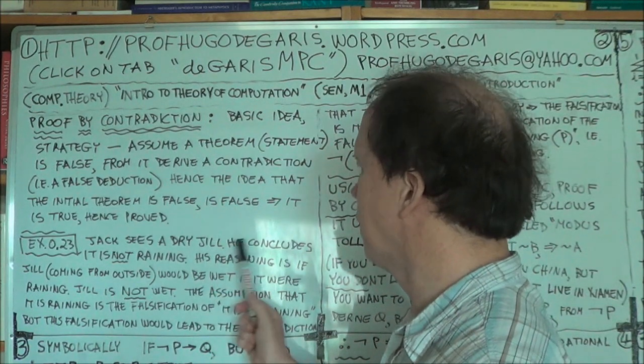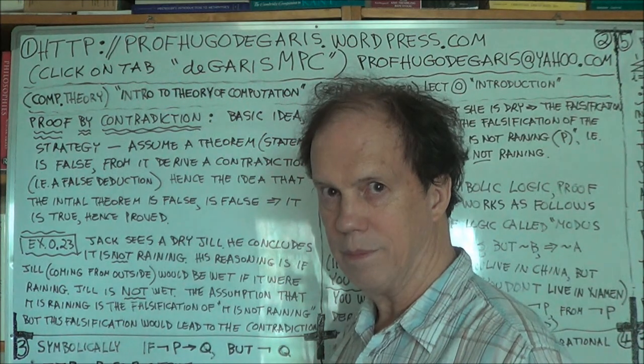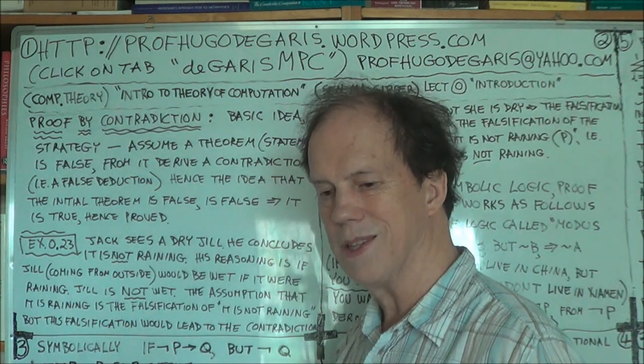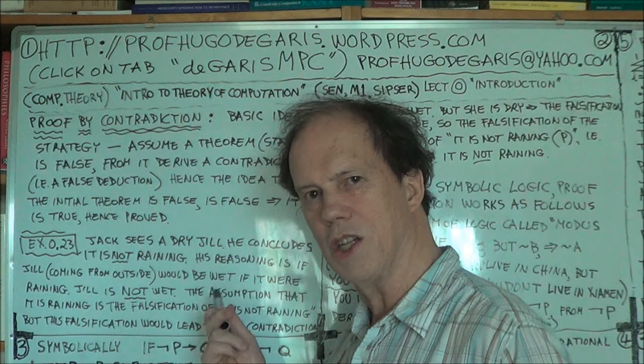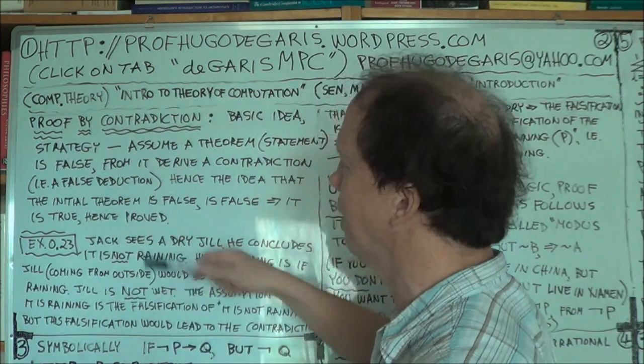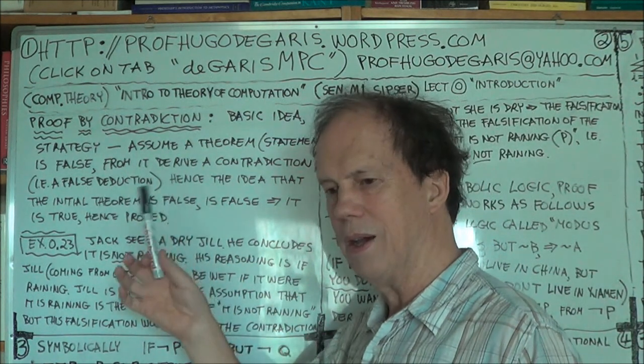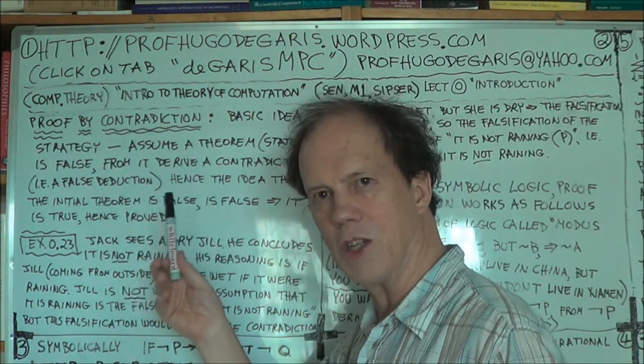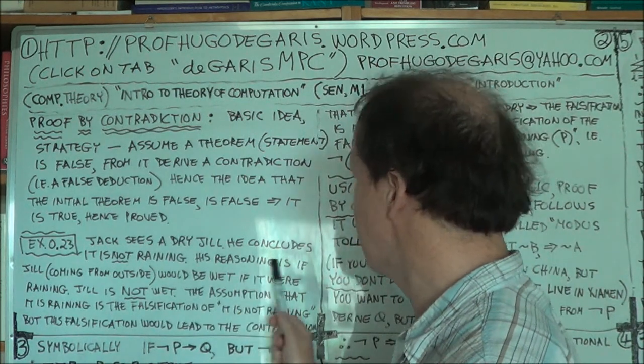So Jack concludes that it's not raining. Okay, it seems common sense, but if you put it in logic terms, like proof by contradiction. This is an example of proof by contradiction. What's the reasoning? What is the logic? How did that work?